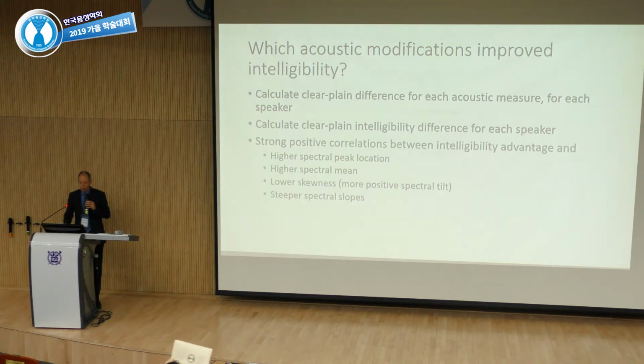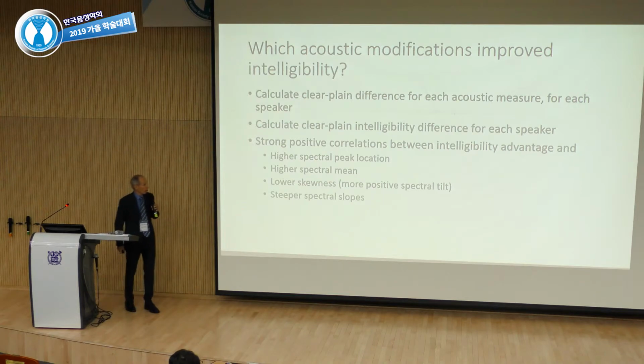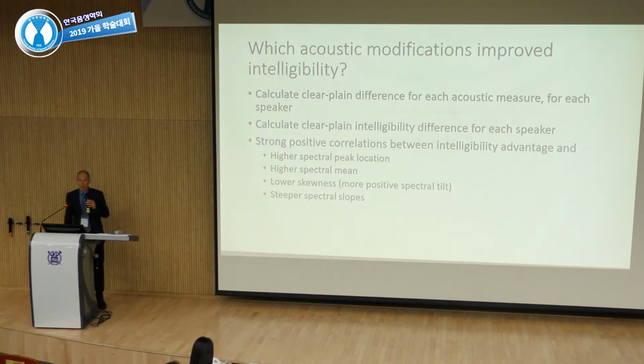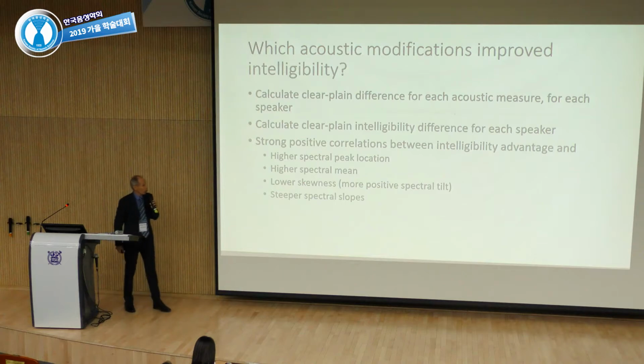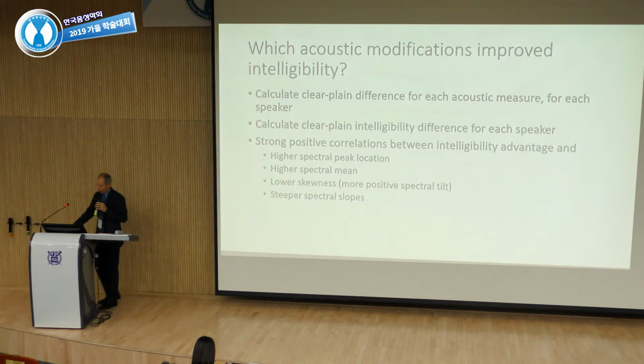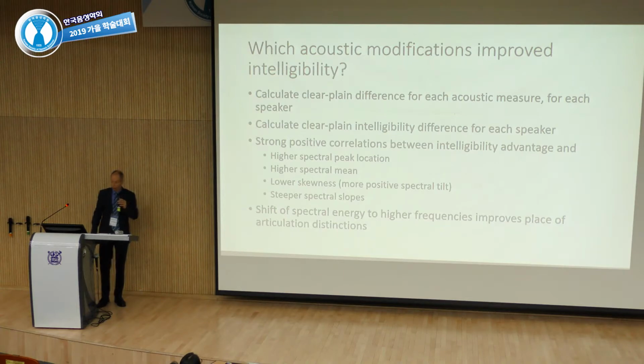And we found strong positive correlations between this intelligibility advantage and a number of acoustic cues that you see here: higher spectral peak location, higher spectral mean, more positive spectral tilt, steeper spectral slopes. So what all these acoustic modifications have in common is that they shift energy to the higher frequencies. And when you shift energy to the higher frequencies, it helps you make place of articulation distinctions.